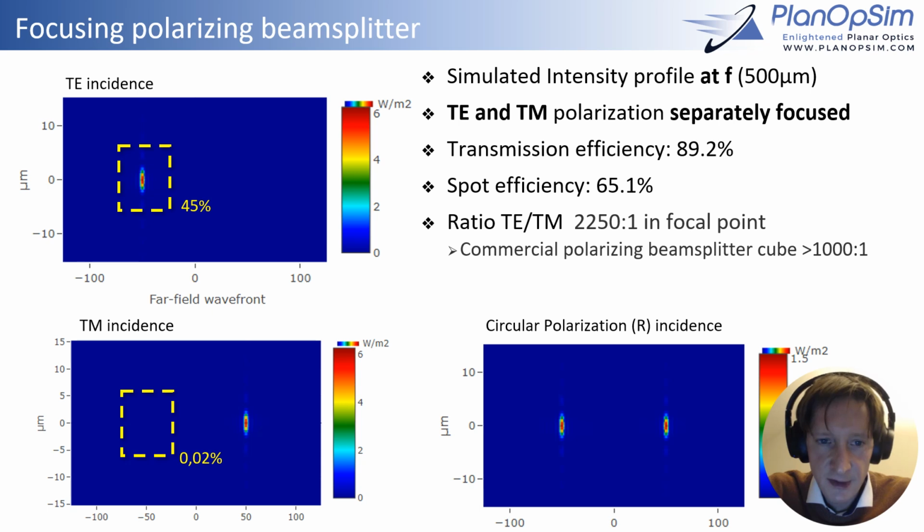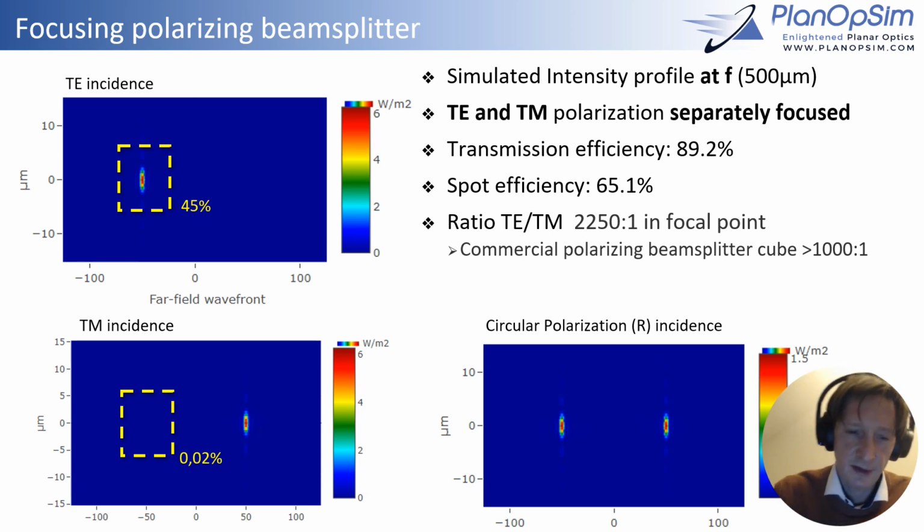And we can then simulate the focusing beam splitter that we created in this way. On the top left, you see a simulation of the focal spot when we shine in with TE incidence. We see 45% of the incident light is focused in this spot. If we shine in with TM polarized light, the focal spot is here to the right, and only less than 0.1% of the light ends up in this original yellow box.